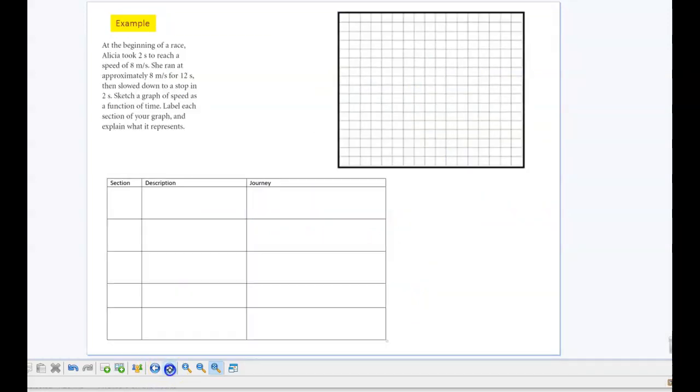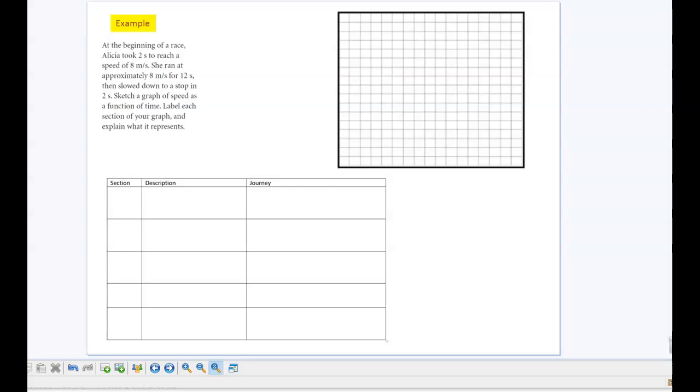Okay, if you want to take time to try this one, I'll pause the video and give it a whirl, and we'll take a look at it when we get back. Okay, hopefully you had a chance to try this one. So it says at the beginning of a race, Alicia took 2 seconds to reach a speed of 8 meters per second. She ran at approximately 8 meters per second for 12 seconds, then slowed down to a stop in 2 seconds. Sketch a graph of speed as a function of time, label each section of your graph, and explain what it means in words.